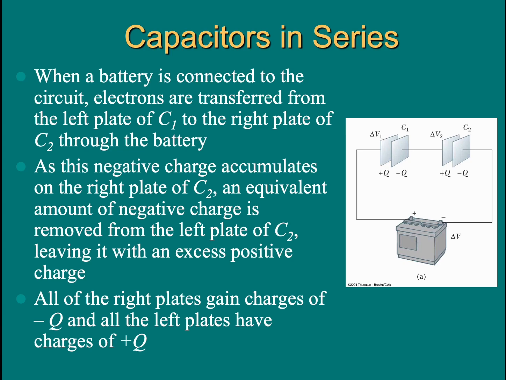This example shows two capacitors C1 and C2 connected in series. For such a connection, the positive terminal of the battery is connected to the left plate of C1. The right plate of C1 is connected to the left plate of C2. The right plate of C2 is connected to the negative terminal of the battery.